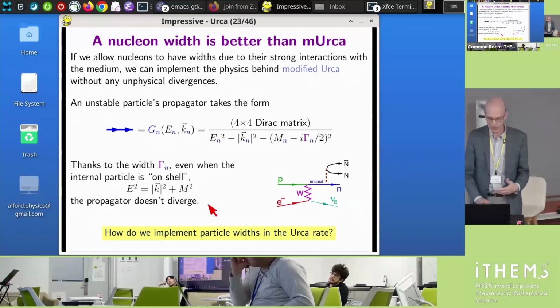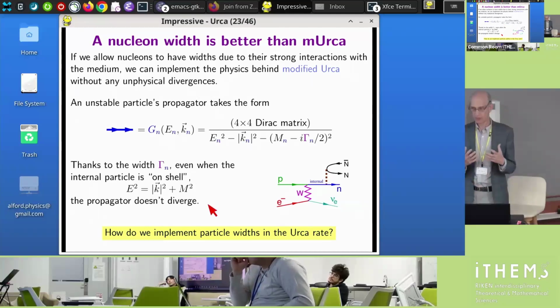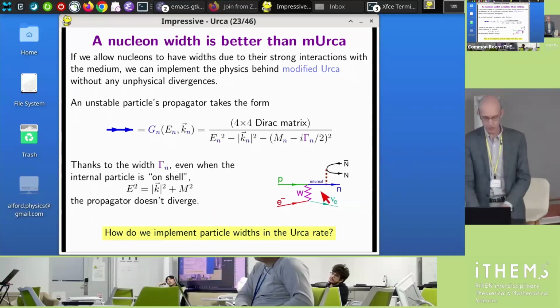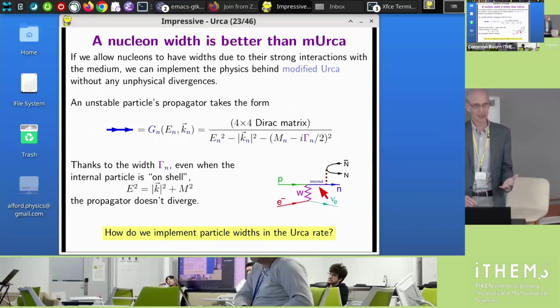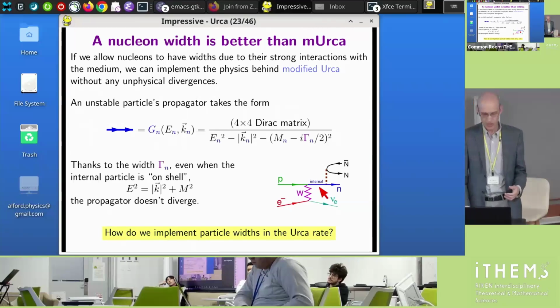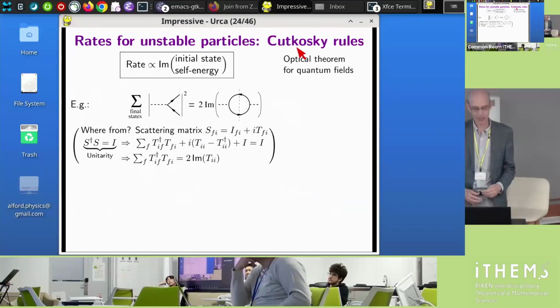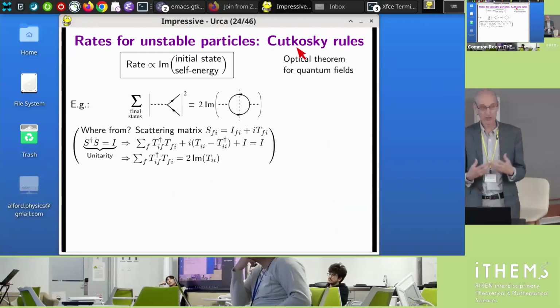So, okay, this is looking promising. We can put in widths for particles. But how exactly? Because this particle here, we've got an internal particle with a width. We've got these particles here, which are final state particles. In terms of field theory, what do we actually do to give one of these particles a width? So if you want to do this, the cleanest way is to use a formalism that goes by the name of Cutkosky. So I'm going to give you a very quick overview of how this Cutkosky formalism works.